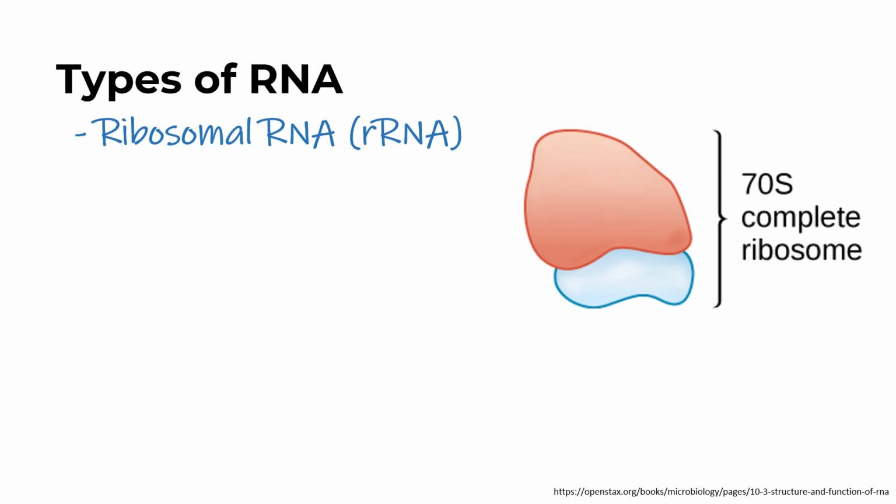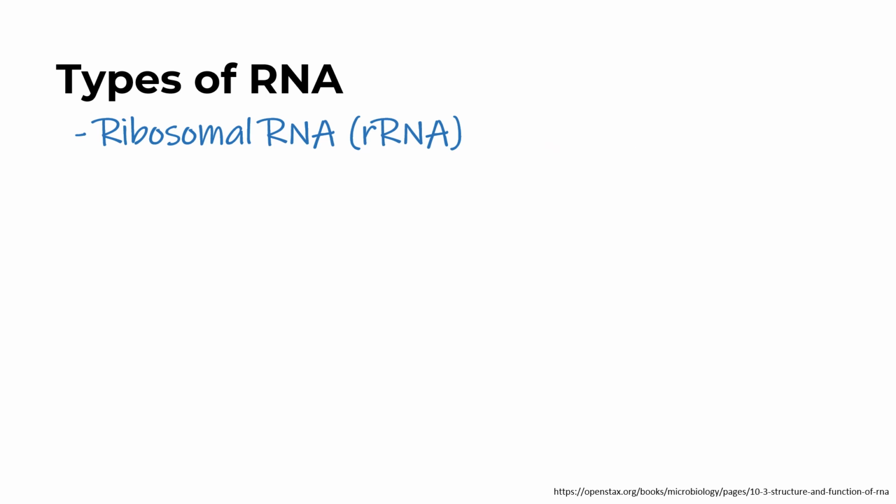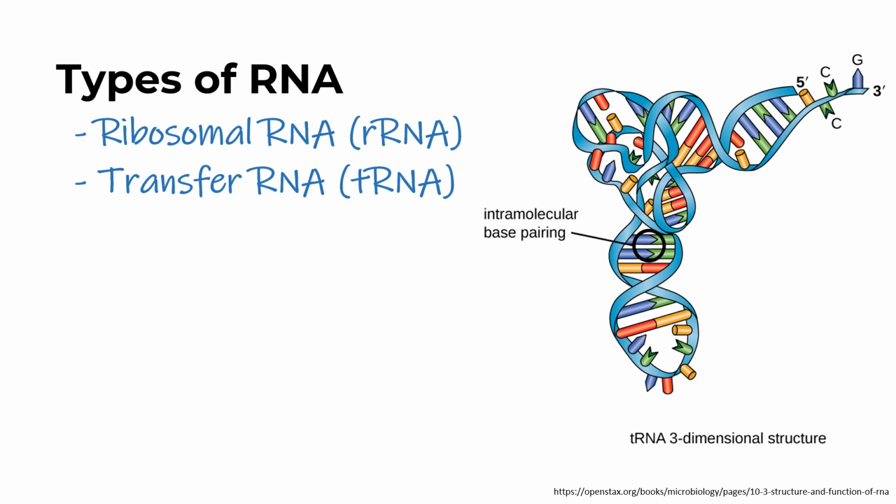Ribosomal RNA, or rRNA, is found along with proteins in the ribosomes. These are the structures that are responsible for actually making proteins within cells. We will talk about these more in detail in a few minutes. Remember, prokaryotes have 70S ribosomes, while eukaryotes have an 80S ribosome. Transfer RNA, or tRNA, is the next type of RNA. These molecules are responsible for carrying amino acids, the components of proteins, to the ribosomes. Not only that, they ensure that the correct amino acid is attached to the growing polypeptide chain.